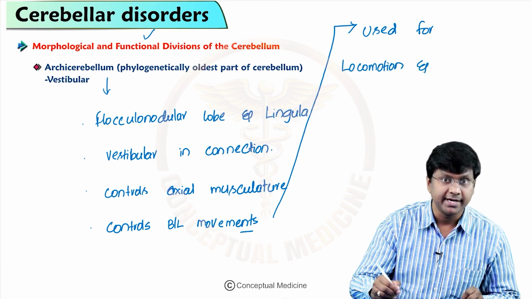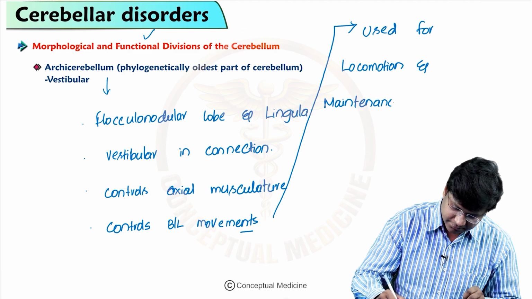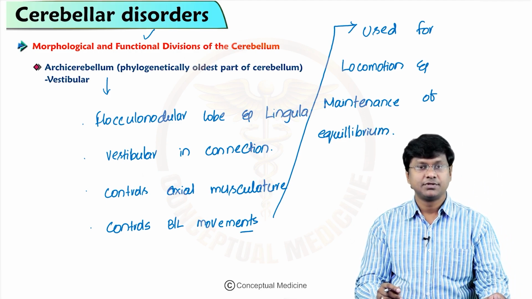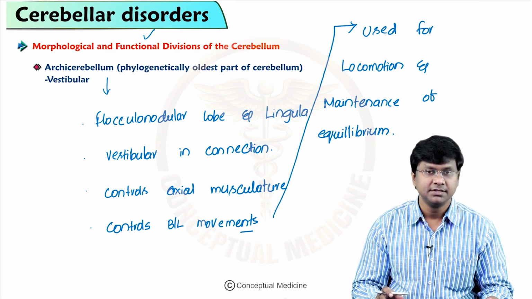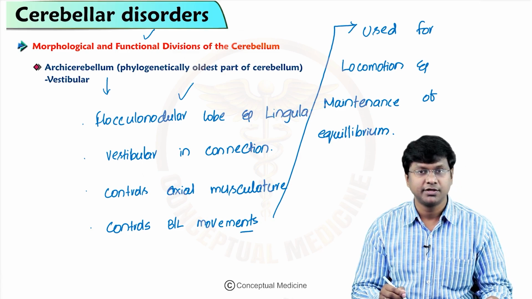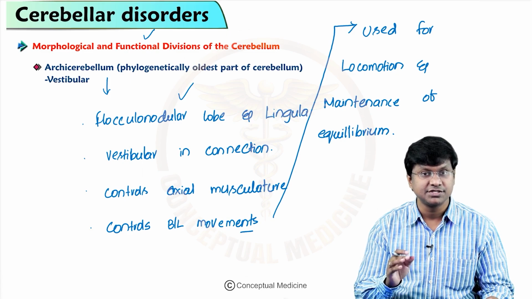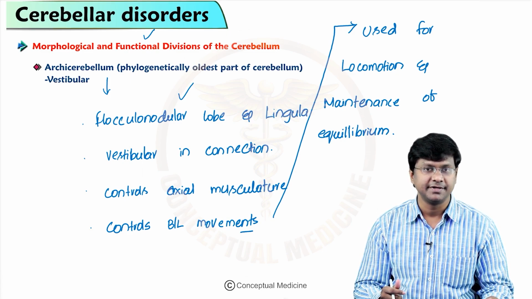So that is about the archicerebellum. It is phylogenetically the oldest part of the cerebellum. It is made up of the flocculonodular lobe and lingula, and it is chiefly vestibular in connection and controls the axial musculature and bilateral movements used for locomotion and maintenance of the equilibrium.